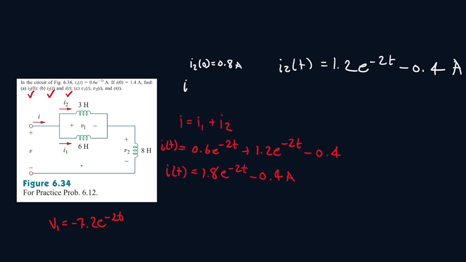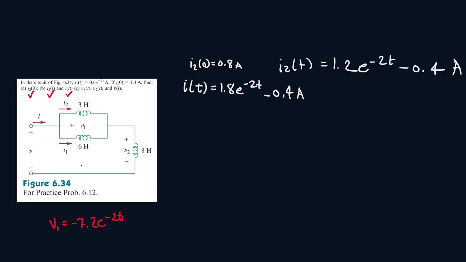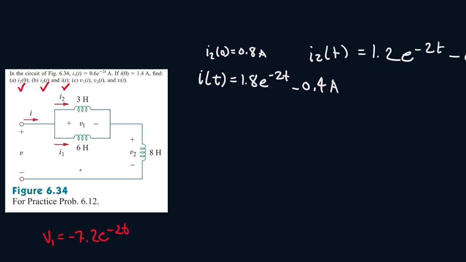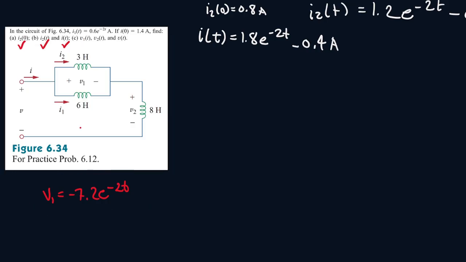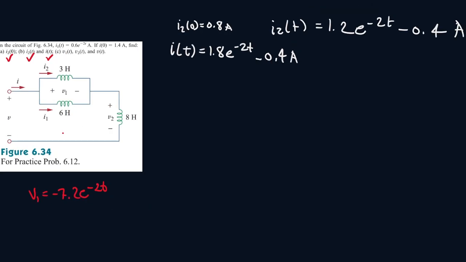I'm doing this question as we're going along. Alright, so that's this part done. Now let's try and find V1 of t. We actually found V1 of t a while ago. So that's another thing that we're done with. V1 of t. And let's try and find this V value.